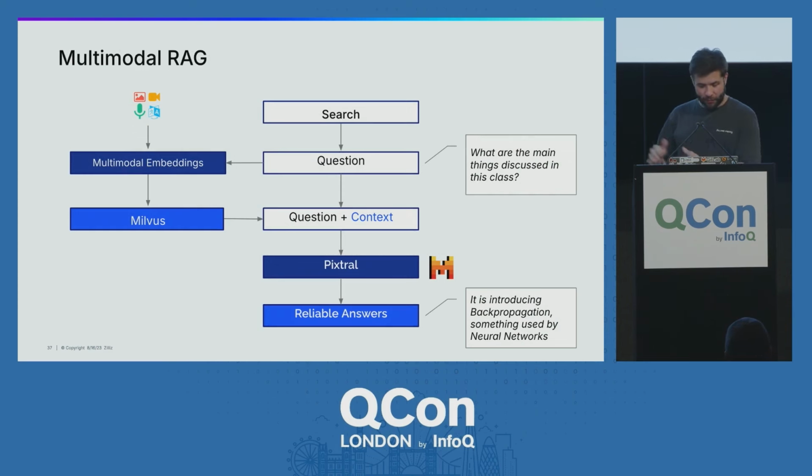And this is what the stack looks like. We take a lot of different inputs, thinking of images, video, text. We put them through multimodal embeddings. We store them in the vector database, and then when we search, we have this question that is also going through the multimodal embeddings and the vector database, and then we give that back to our LLM with a question plus the context that we just retrieved. This is then sent to Pixtral, so we can also send images directly, and then hopefully we get reliable answers.